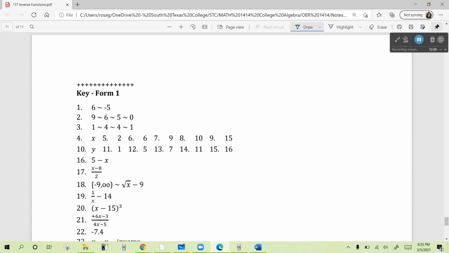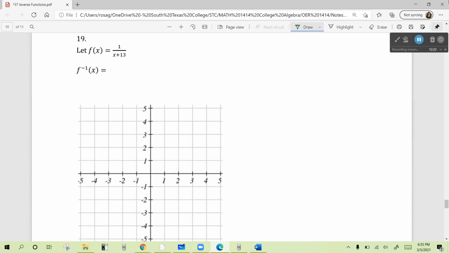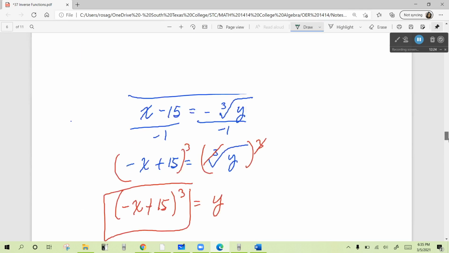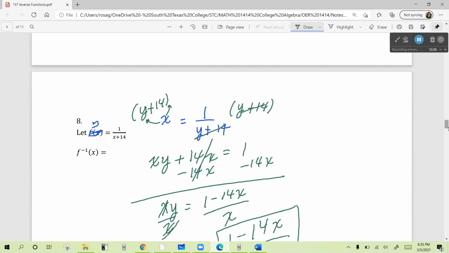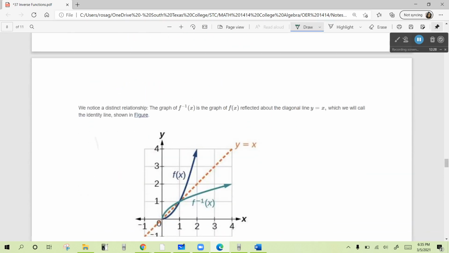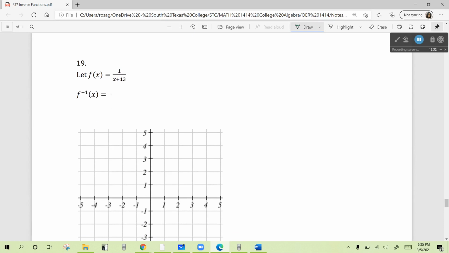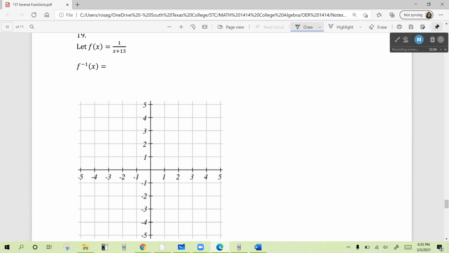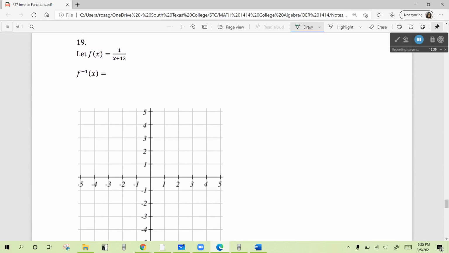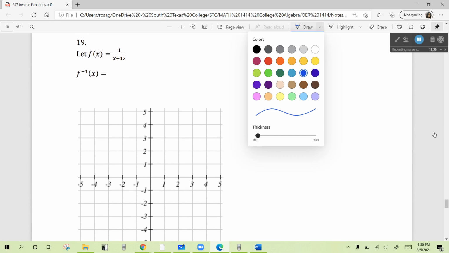This one is similar to the one you did up here. This one is very similar to this one. So I would suggest that you pause the video, work it out, and then you can come back and compare your work with mine.